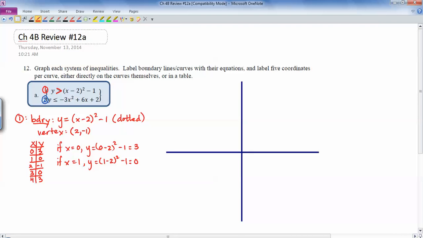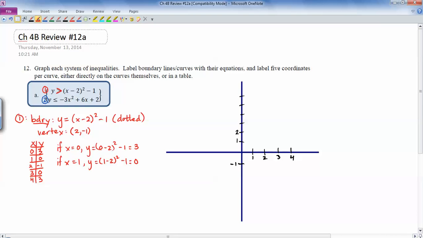So let's plot these points. I'll go 1, 2, 3, 4, 5, 6. Actually, let me do that in black. So 1, 2, 3, 4, 5, 6. And how far out do I need to go? Up to 4 so far. So let's go 1, 2, 3, 4. And then we'll plot the points that we have. Oh, there's also a negative 1 in the y's there.